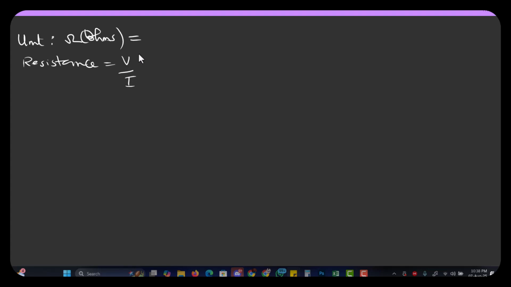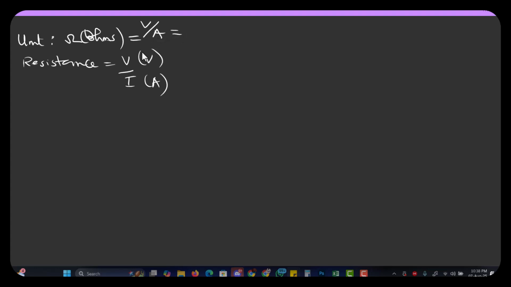The SI unit of V is volt, and the SI unit of I is ampere. V over I, that's what we have. Since we have this to be V over I, the ohm has an alternate unit of V over A. It also has another unit, what?